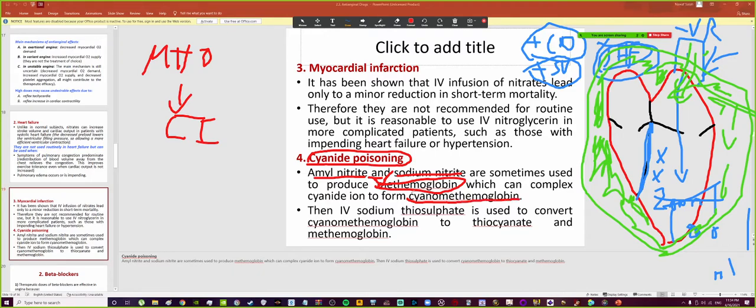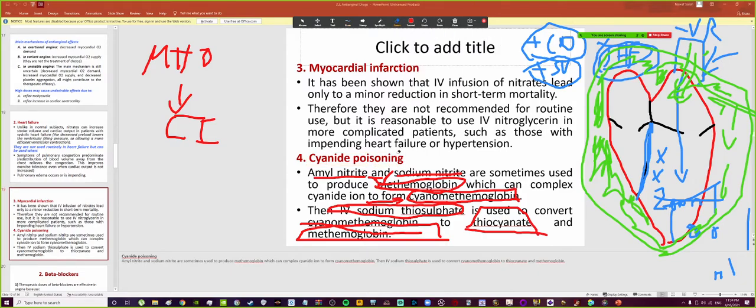cyanomethemoglobin. When it forms this cyanomethemoglobin, you will inject another drug by IV, which is IV sodium thiosulfate. This IV sodium thiosulfate will convert this complex, cyanomethemoglobin, into thiocyanate and methemoglobin, which is harmless and easily metabolized, by the way. And this fixes the cyanide poisoning. Okay, so this is going to be more increased oxygen supply. No more cyanide poisoning. Hooray.